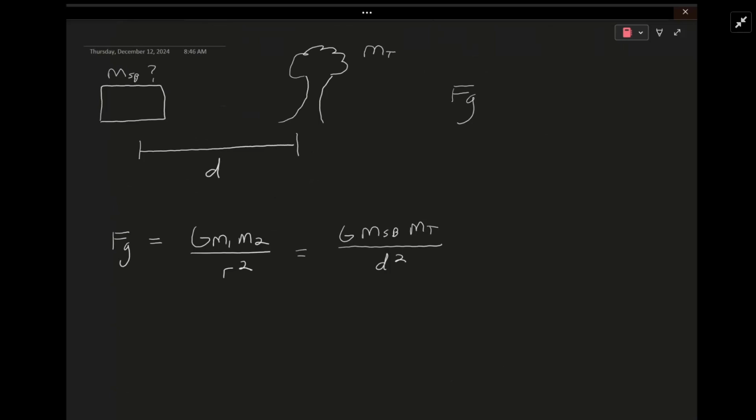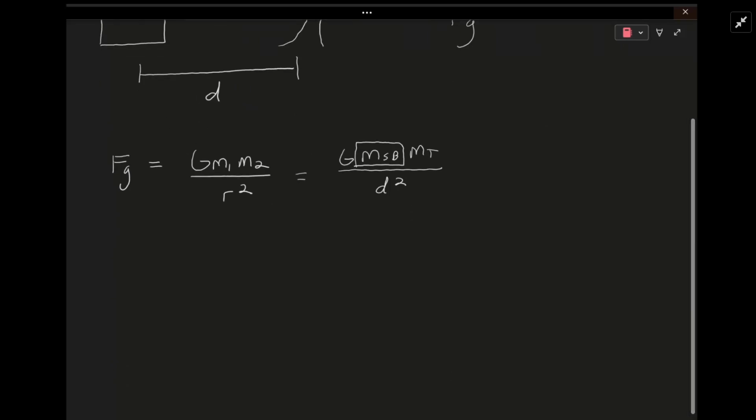So every variable here is known. We know the mass of the tree, we know the distance between the objects, and we know the gravitational force. We also know G because that's a constant. So all we need to do is rearrange this equation such that we isolate the mass of the stone block and express it in terms of the variables and constants that we already know. So let me go ahead and rewrite our equation as it is right now.